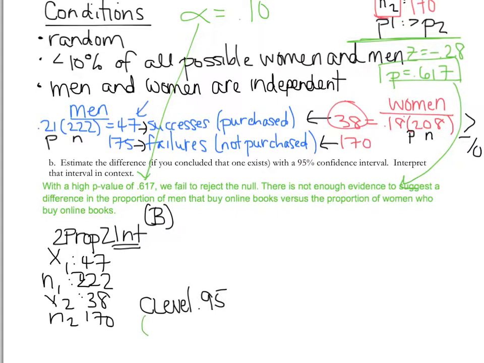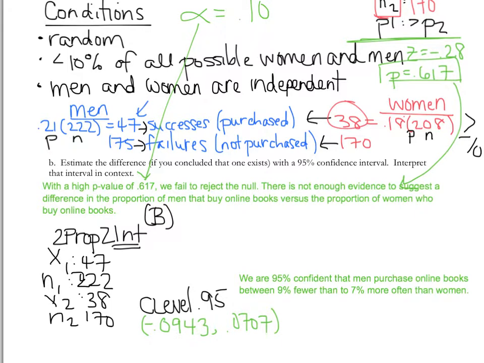You should get negative 0.0943, and that's negative, which makes it a little bit tricky in our wording at the end, to 0.0707. Our concluding sentence from this is we are 95% confident that men purchase online books between 9% fewer than to 7% more often than women.